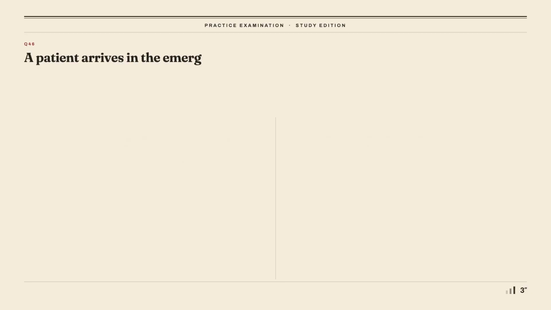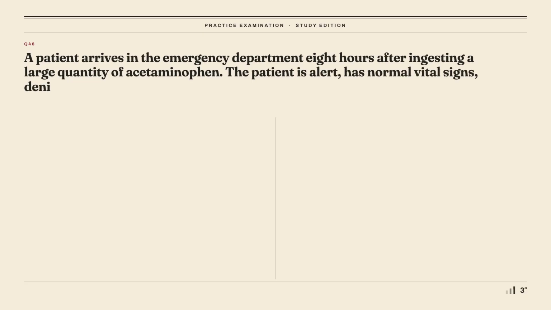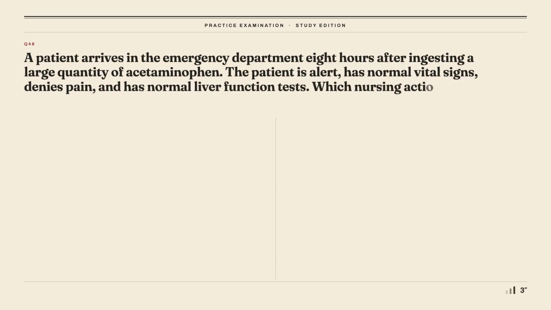Question 46. A patient arrives in the emergency department 8 hours after ingesting a large quantity of acetaminophen. The patient is alert, has normal vital signs, denies pain, and has normal liver function tests. Which nursing action is most appropriate?